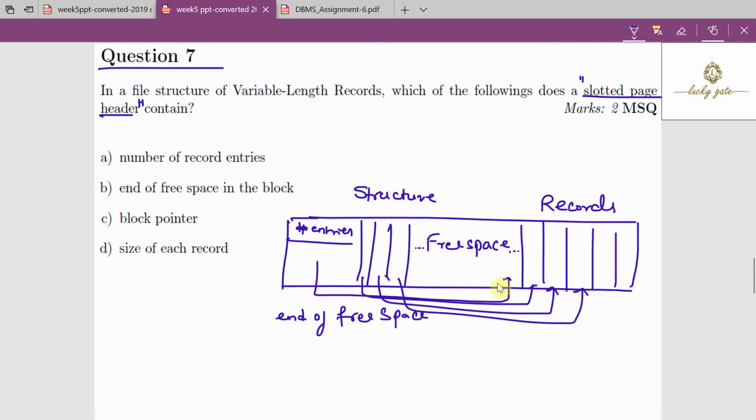Okay, this is a slotted page structure, and the slotted page header contains the number of entries, the end of free space in the block, and the location and size of records. These are the things that are there in the slotted page header. So option A is given: number of record entries, that is there; end of free space in the block, that is also there; block pointer not there; size of each record there. So the answer for question number 7 is A, B, D. All three are the correct answers for question number 7.